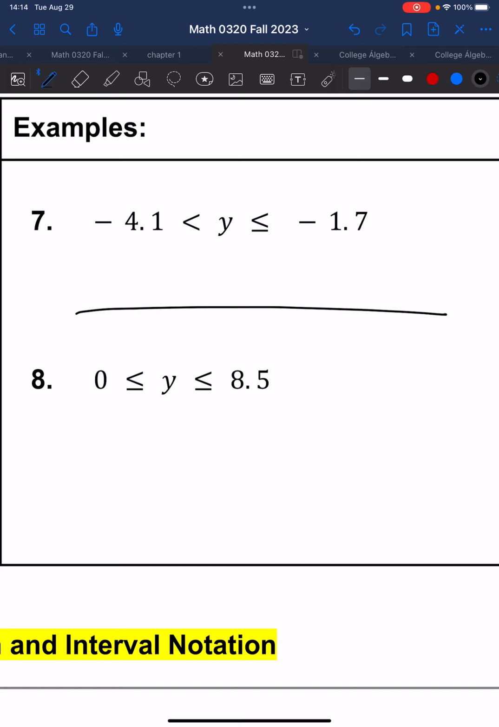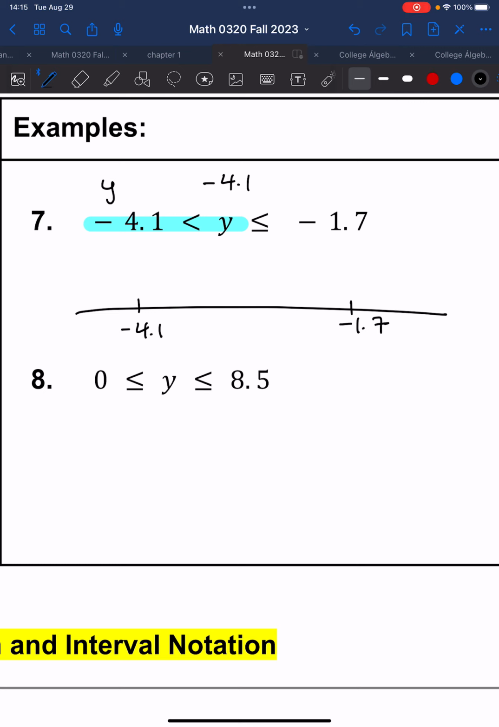I'm going to bring these numbers down: -4.1, -1.7. And I'm going to treat these as two separate inequalities. Let's first do the first inequality, which is right here: -4.1 less than y. The first thing we have to do is make sure the y is on the correct side.